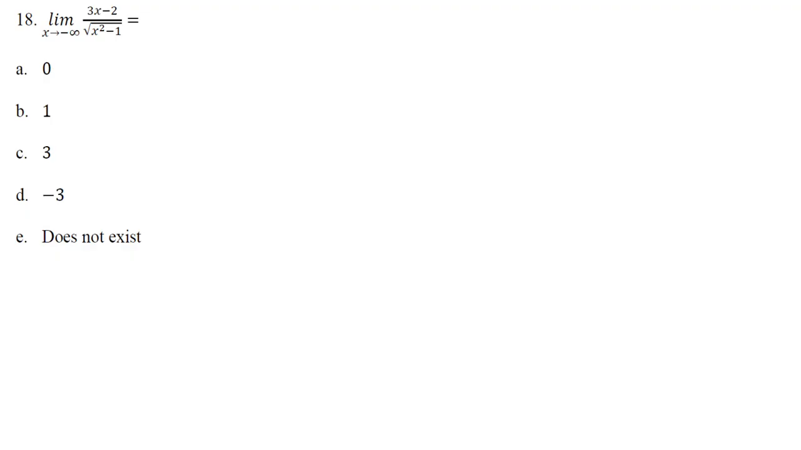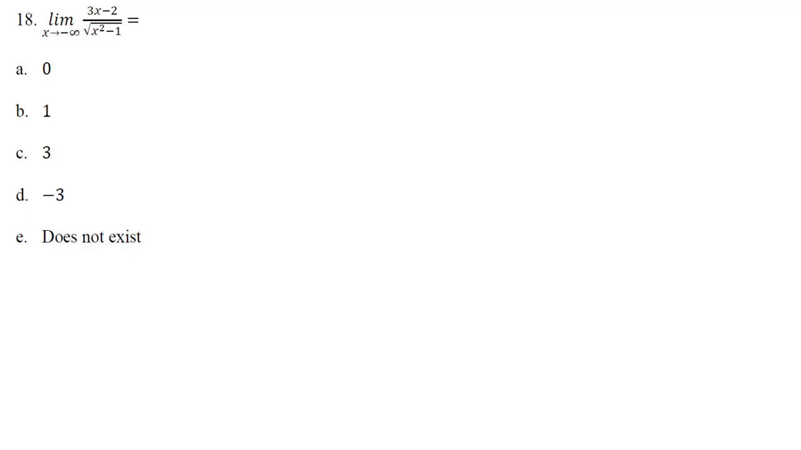All right, for our next one here, we've got a limit as x approaches infinity of 3x minus 2 over root x squared minus 1. This is one of the functions that kind of puts us in an infinite loop if we try to use L'Hopital's rule on it. It is infinity over infinity, but as we talked about in class, L'Hopital's rule just kind of doesn't work for it.